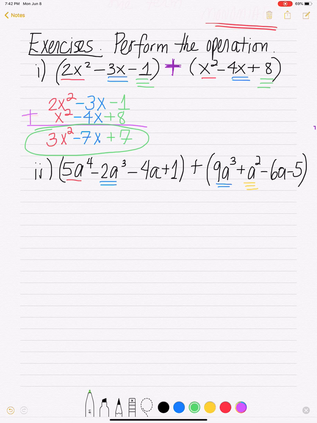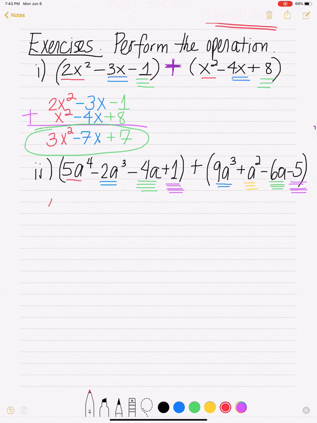And in the first parentheses, I have an a term, which is minus 4a. And in the second pair of parentheses, I have an a term, which is minus 6a. And then finally, what do we have? I'll use purple here. We have a constant of 1 in the first parentheses, and we have a constant of negative 5 in the second parentheses. Okay, so what I'm going to do, I'm going to write down the first polynomial.